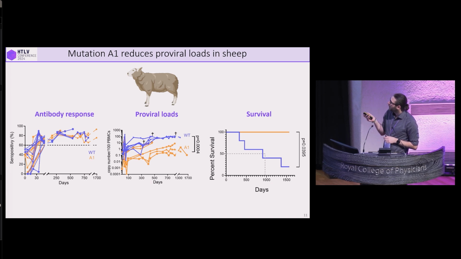But surprisingly enough, we observed a drastic reduction in the viral replication as measured by the provirus loads, as you can see. And also, very importantly, no sheep injected with the mutant provirus developed any kind of lymphoma or leukemia, which was the case for most of the animals injected with the wild-type provirus.